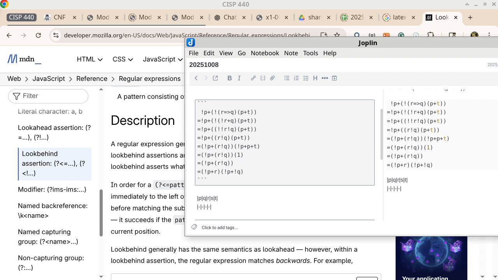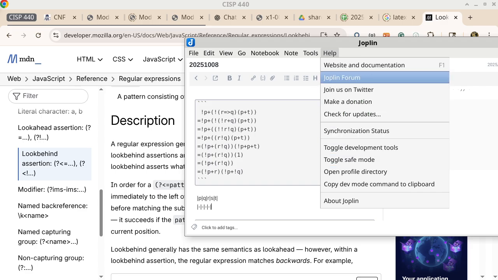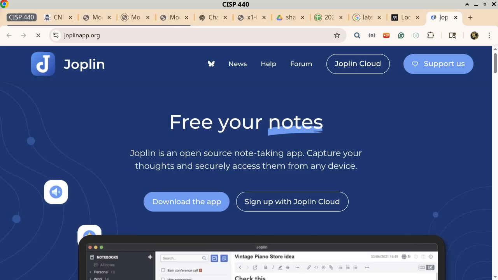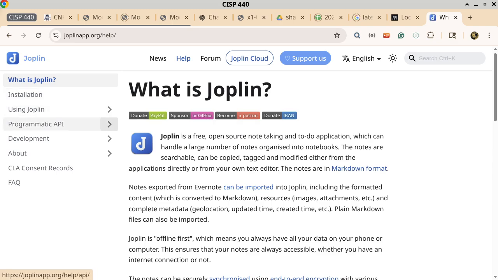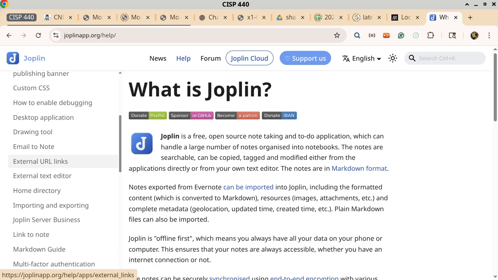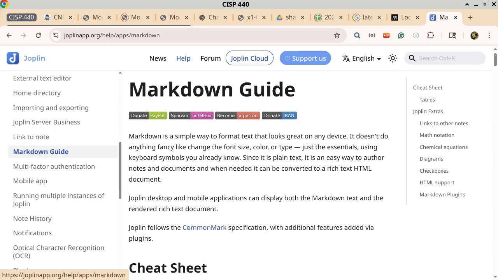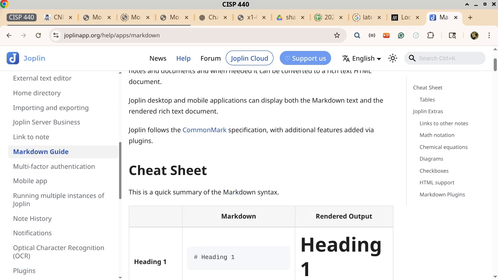All right, so let's go check it out. This time we are actually going to the website and documentation, which is where we were before. Go to help and then go to Using Joplin. It has a short introduction to Markdown somewhere right here. All right, so, Markdown cheat sheet.